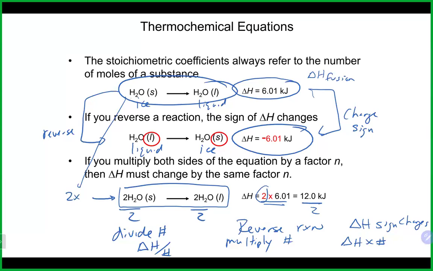12.0 is 3 significant figures. Is that your question? No, 12.02 would be 4 significant figures. Yep.